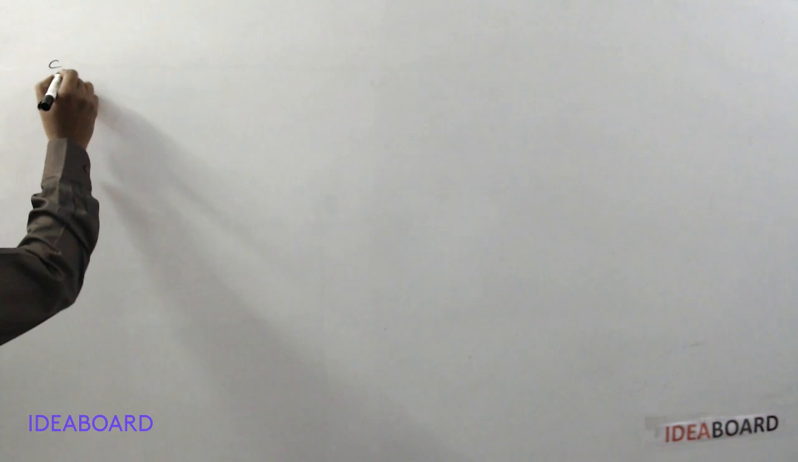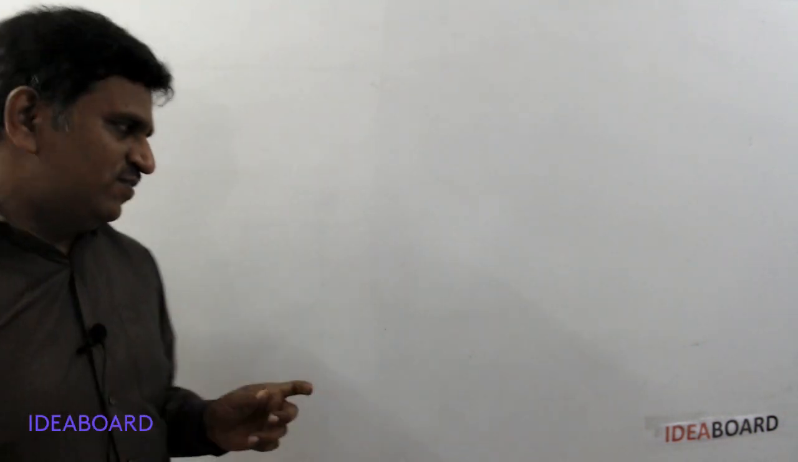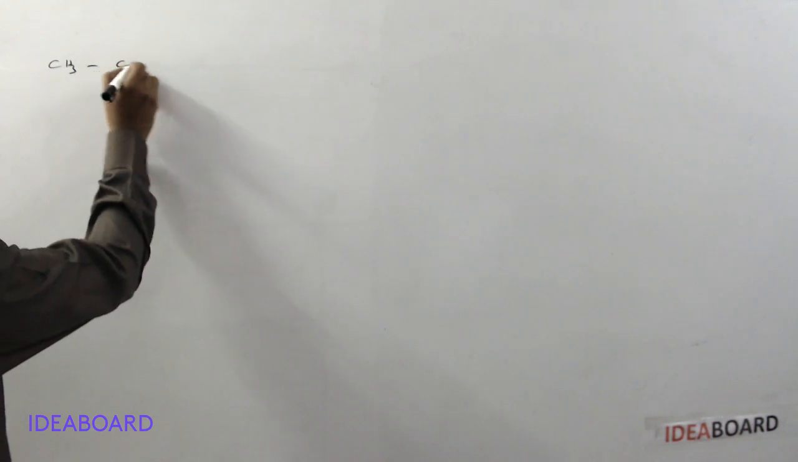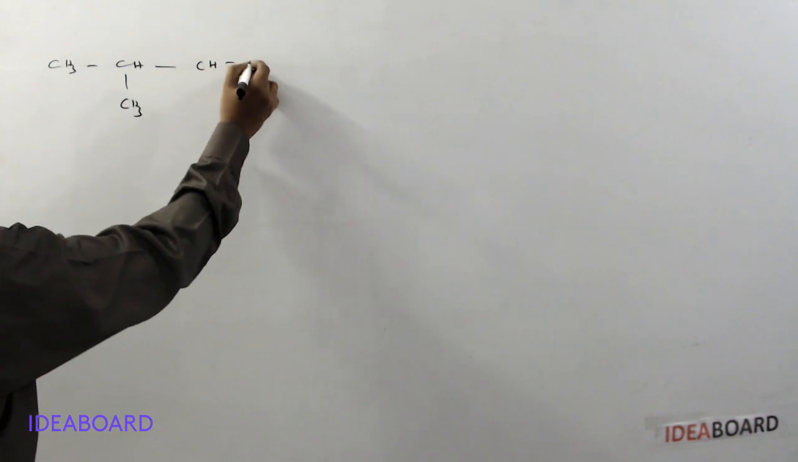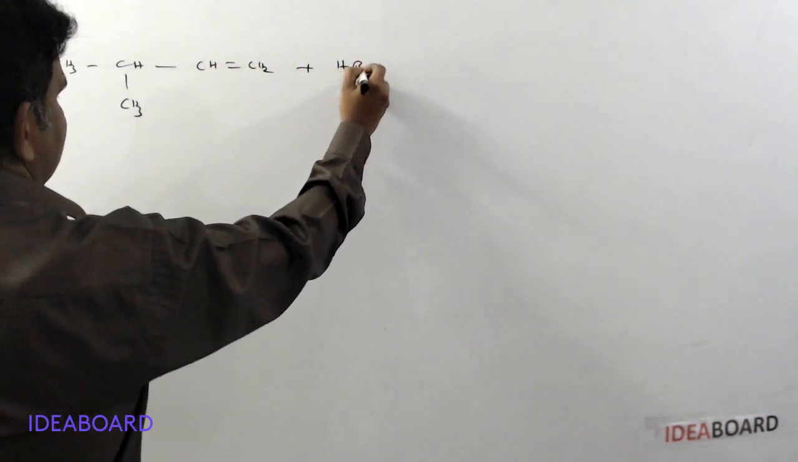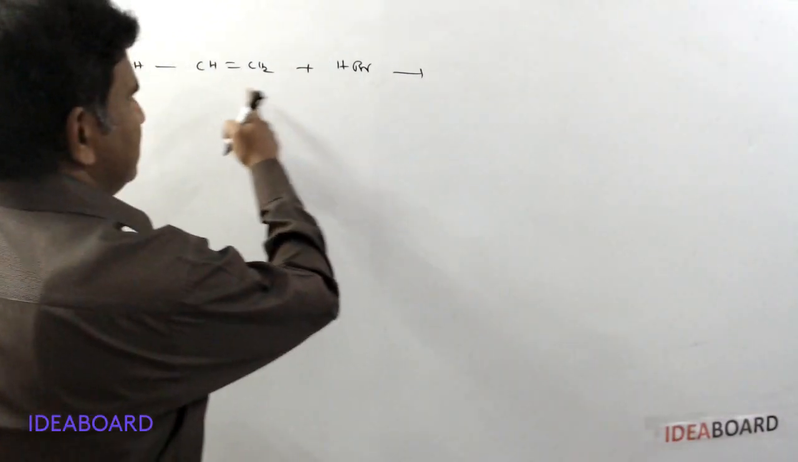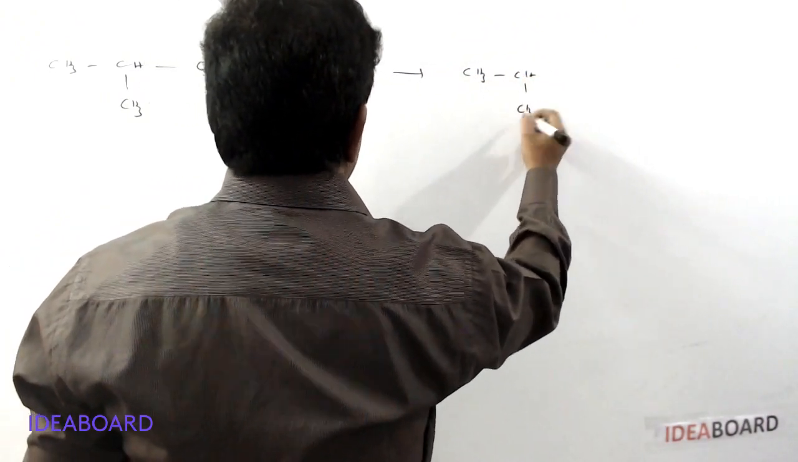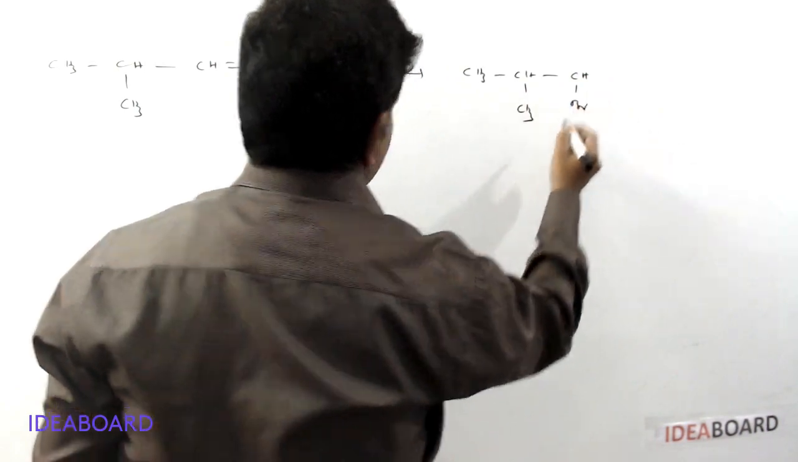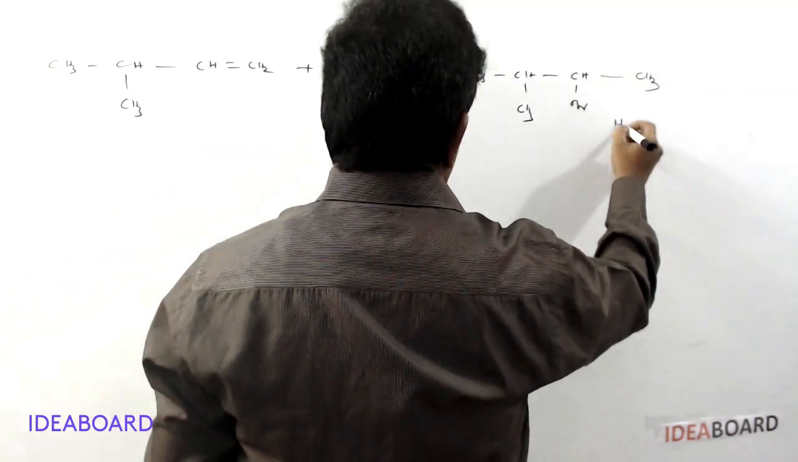Next, Markovnikov addition gives a carbocation intermediate. Whenever a carbocation intermediate forms, there is a chance for a rearrangement process also. Suppose we take this type of alkene and add HBr. The apparent product is with Br added in this position and hydrogen added here, so we get CH3CH(Br)CH3-type product. But this is a minor product only.